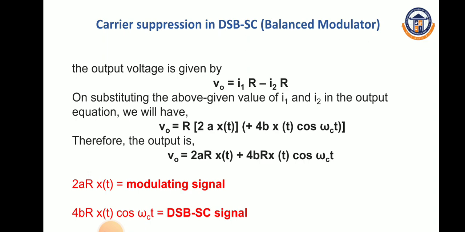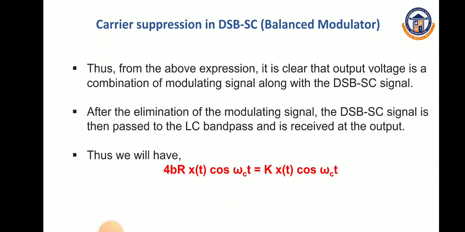Here 2A R x of t is the modulating signal and 4B R x of t cos omega ct is the DSB-SC signal. In the above expression we can clearly say the output voltage is the combination of the modulating signal along with the DSB-SC signal. So here we are eliminating the carrier, that is, it is suppressed. The DSB-SC signal is passed through the LC component and received at the output.